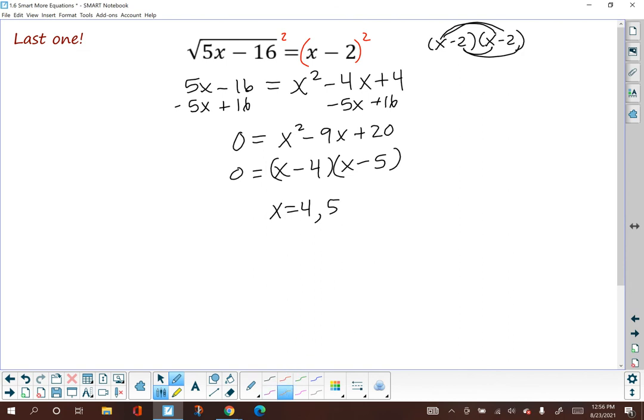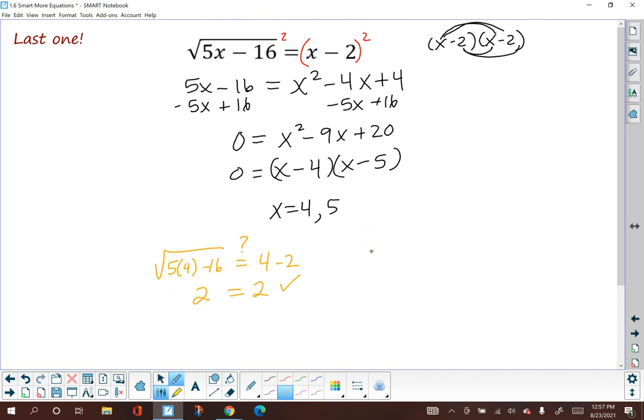You should check these, especially on tests. You can type them in your calculator to check. You don't have to write them out on your paper, but it's good to check. So checking the 4, 5 times 4 is 20, minus 16 is 4, the square root of 4 is 2, and then 4 minus 2 is 2. So that one works fine.